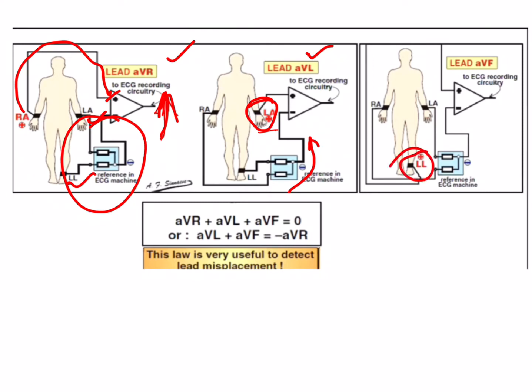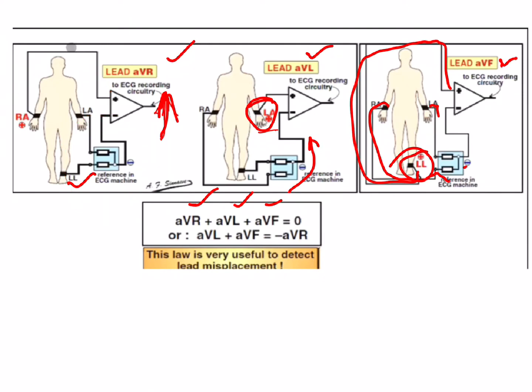we use the left leg as a single lead and the left arm and right arm as a single lead, and it acts as the augmented lead AVF. And the law is AVR plus AVL plus AVF is equal to 0, or we can say AVL plus AVF is equal to minus AVR. This is very useful to detect lead misplacements. I hope it is understood why we use augmented limb leads.